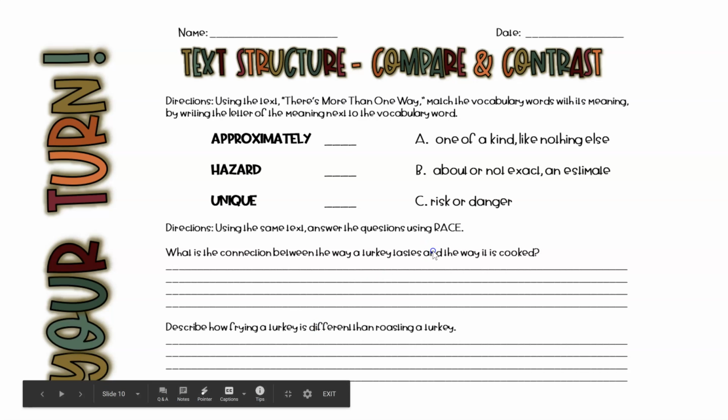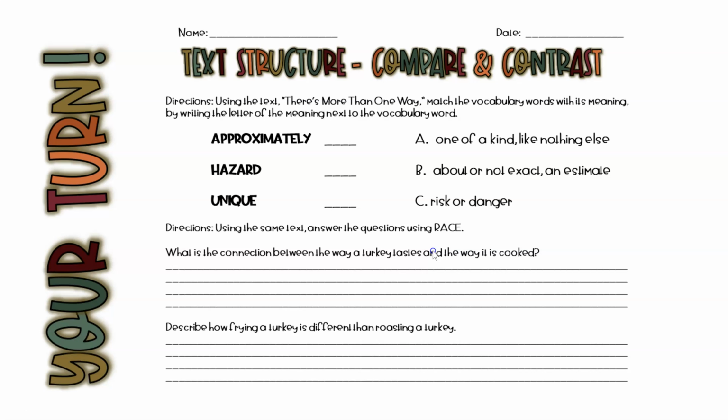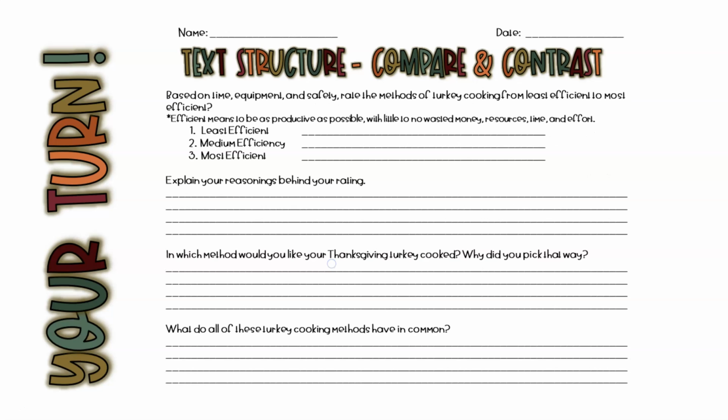Boys and girls, it is your turn. On Google Classroom, you will have this worksheet here. The first section, you will match vocabulary words with their meanings. The second section, you will use the text to answer the questions, making sure to restate, answer, cite text evidence, and explain if needed. This continues on to a second page.